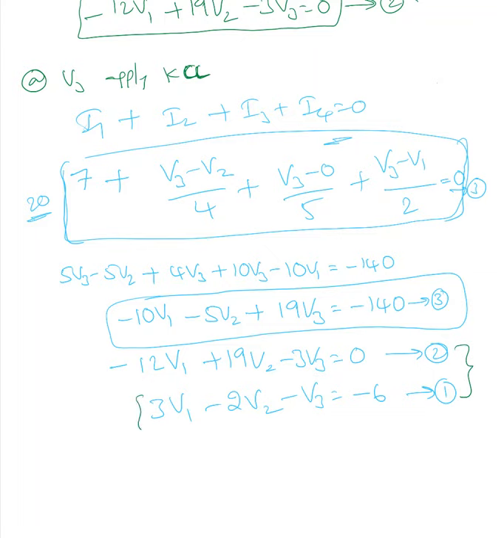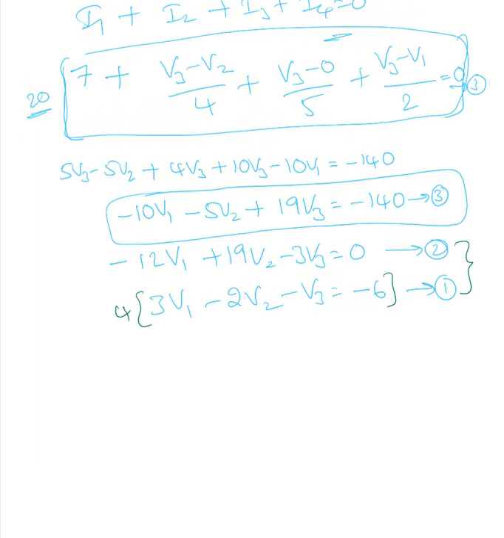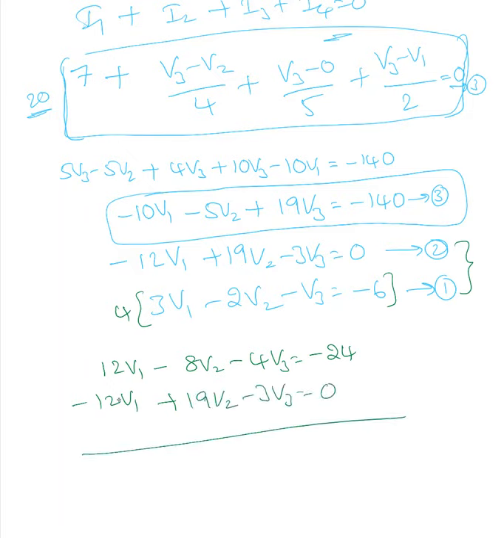First, let me multiply this with 4. So if I multiply this with 4, 12V1 minus 8V2 minus 4V3 equal to minus 24. Minus 12V1 plus 19V2 minus 3V3 equal to 0. So here I'm adding these 2 equations. So I end up with 11V2 minus 7V3 equal to minus 24. Let me label this equation as 4.